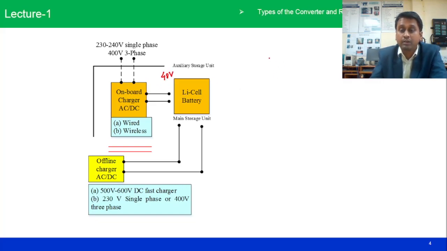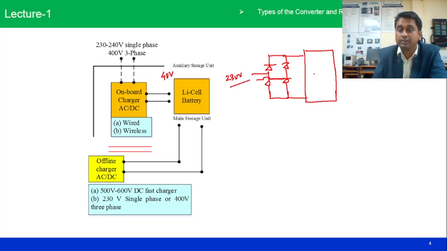Now let us say a normal rectifier circuit is used, and it simply converts the AC to DC. Let us say a 230 volt AC system is converted to DC, and then there is a DC to DC converter to regulate the DC voltage. So this is your DC to DC converter to regulate the voltage, and it can directly charge the 48 volt battery.